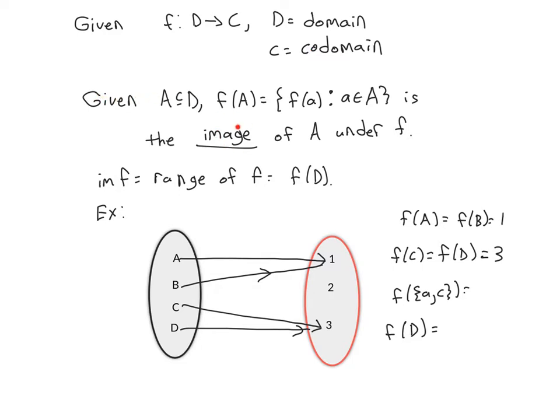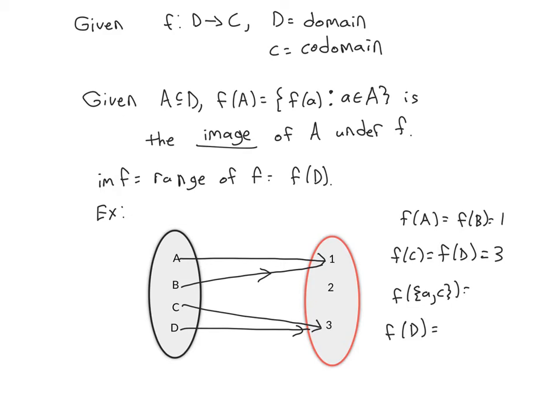The image of a function is defined by taking any subset of the domain and looking at the set of possible y-coordinates, the outputs of that function, when you only restrict your attention to those particular inputs. And this is where we get a concept familiar from other math courses. The range of a function, also sometimes called the image, is just f of the entire domain.